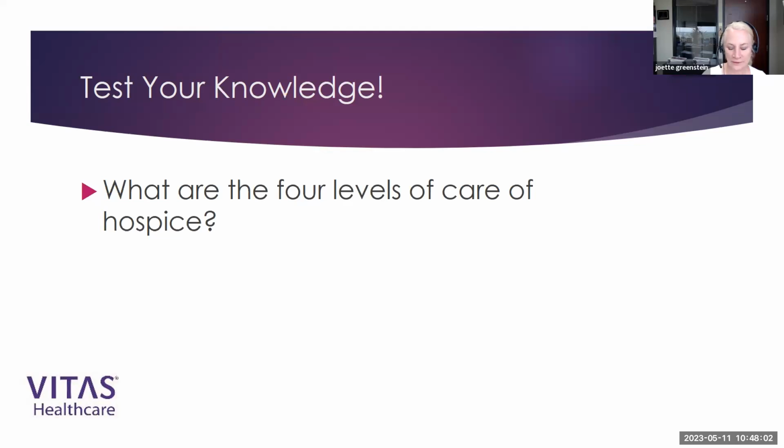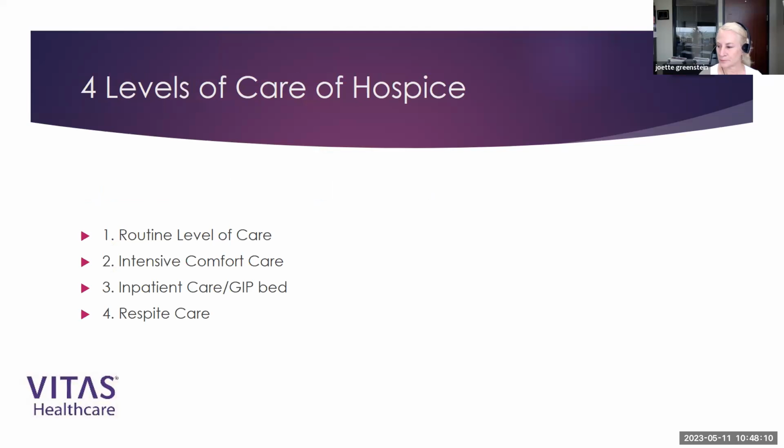So there are 4 levels of care, and we will go through them. And this is good. I think you guys will get something out of this. So routine level of care is what most patients are on. We also have crisis care or intensive comfort care. There's inpatient care or general inpatient unit and respite care.